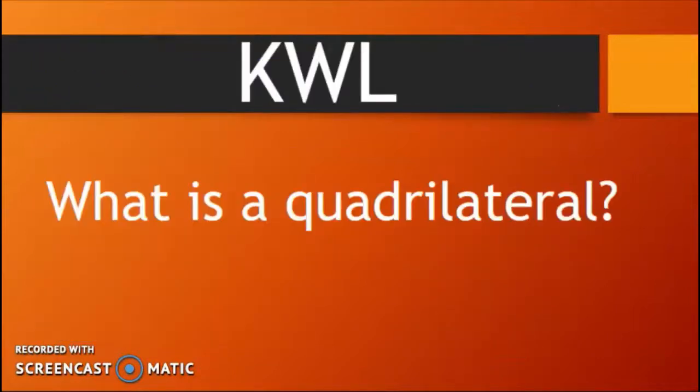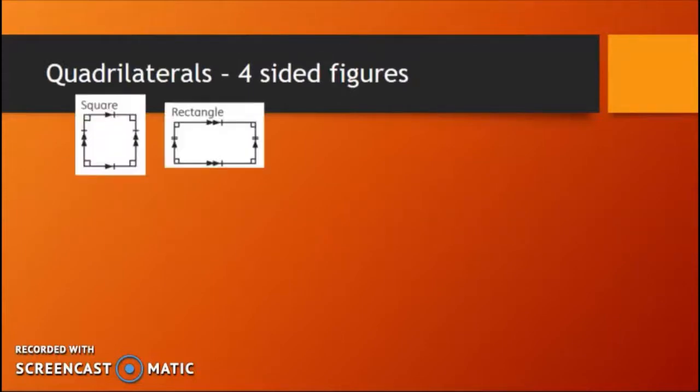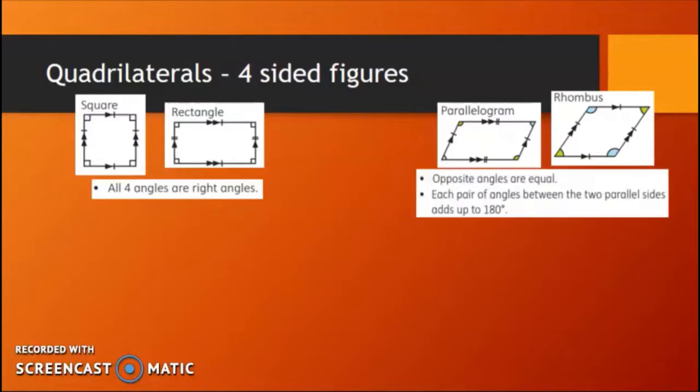KWL. What is a quadrilateral? Your answers are examples of quadrilaterals. Quadrilaterals are 4-sided figures, for example square and rectangle. What can you say about their angles? All 4 angles are right angles. Another example: parallelogram and rhombus. What can you say about the angles? Opposite angles are equal, and each pair of angles between the 2 parallel sides adds up to 180 degrees.